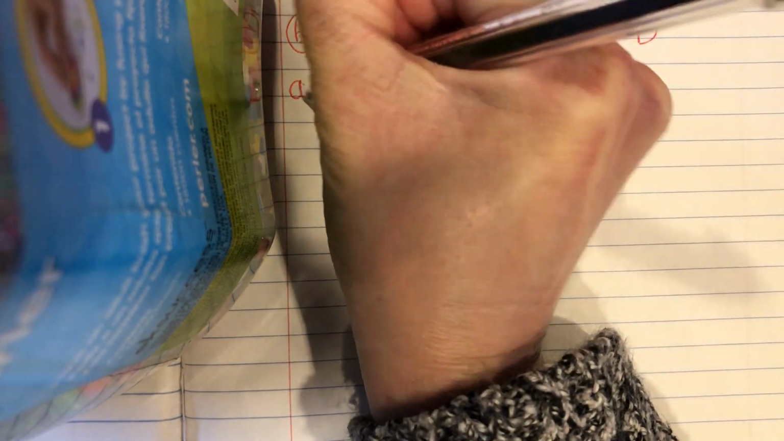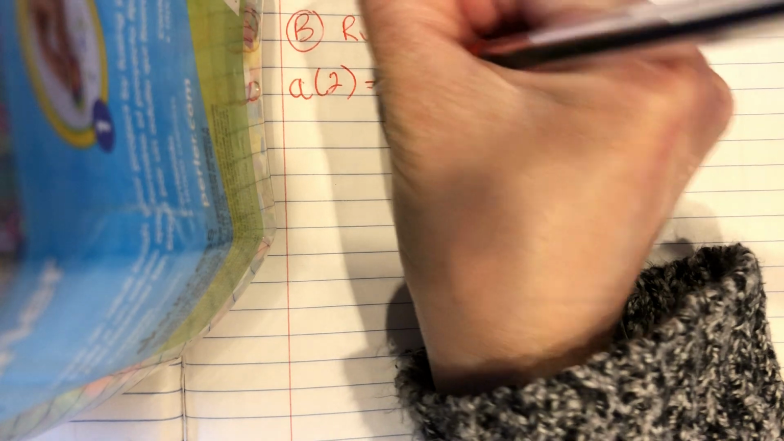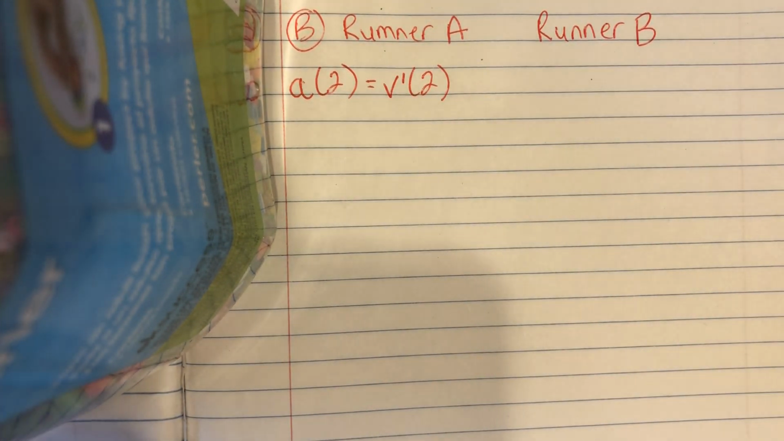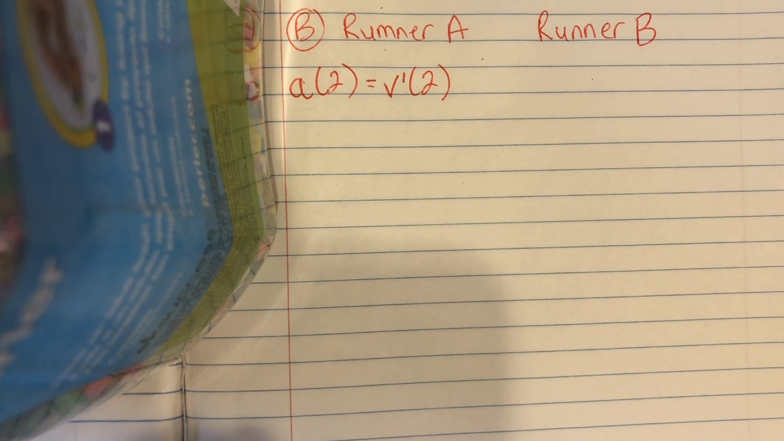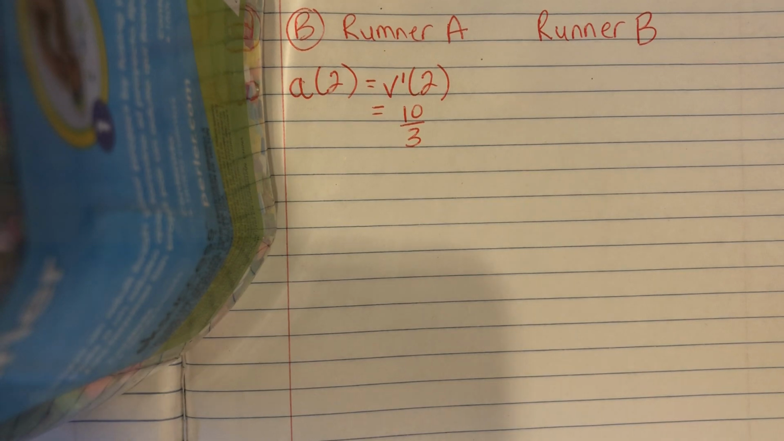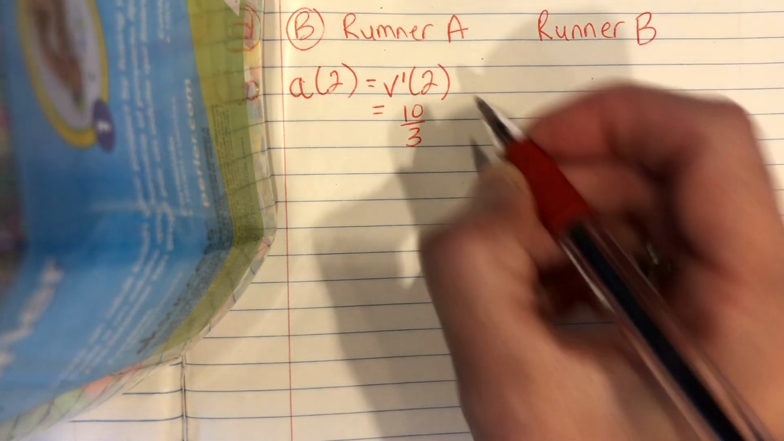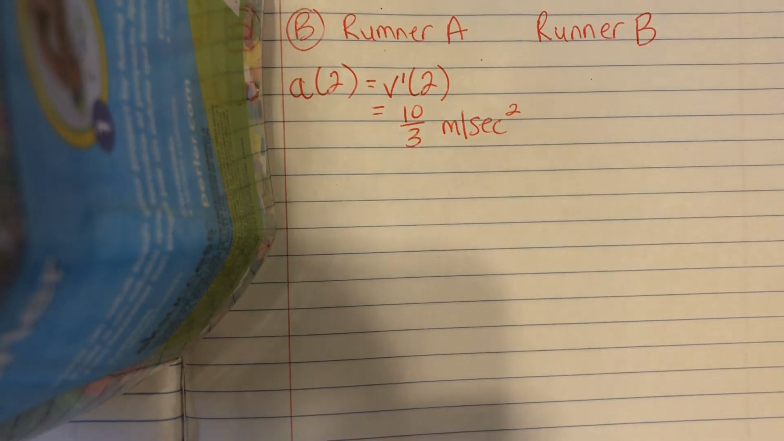So if we want to find the acceleration of runner A at 2, we want to find the derivative of the velocity evaluated at 2. Now, the derivative of a function is the function's slope. So the slope of the velocity function at a time of 2 is 10/3. And my units for my acceleration are going to be meters per second squared.